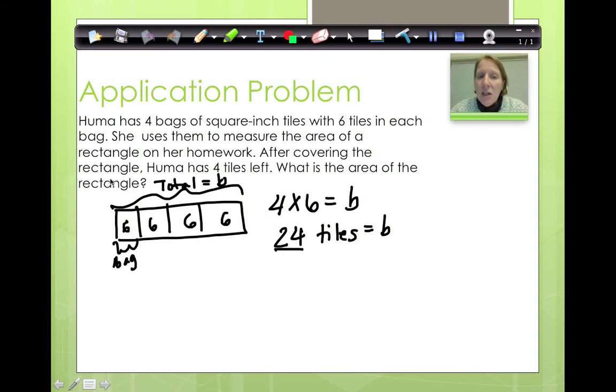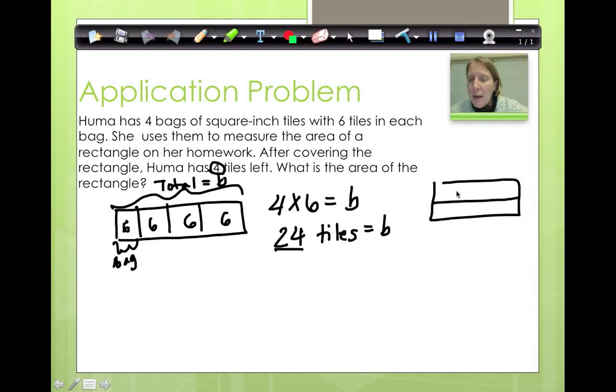But after she covers the rectangle, she has 4 tiles left. What's the area of the rectangle? Now what do you remember about tiles and making rectangles? Basically, they all have to be lined up. They can't be overlapping. They can't have space. Remember? Can't have that. So I know I'm going to be setting them aside.